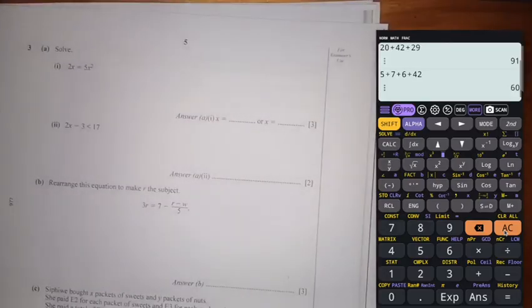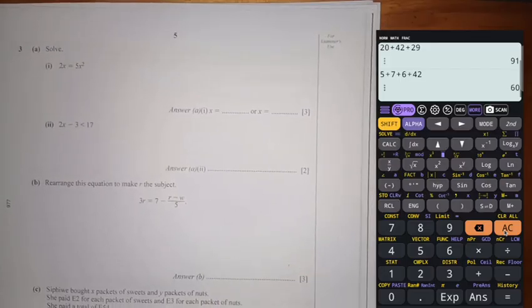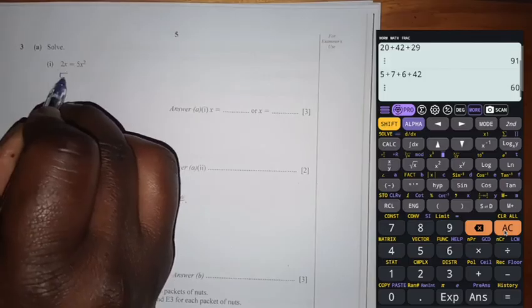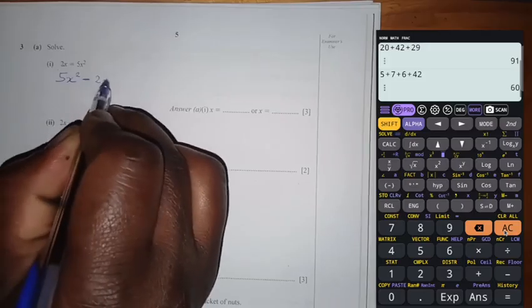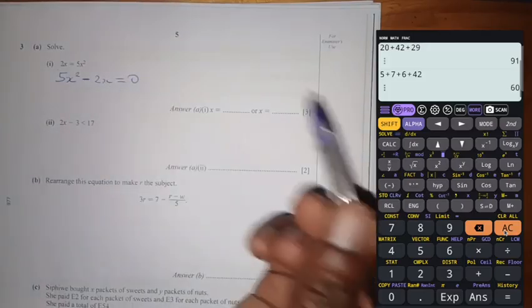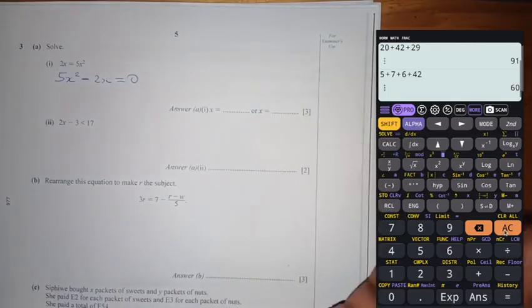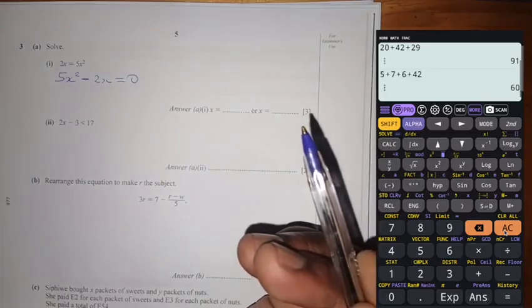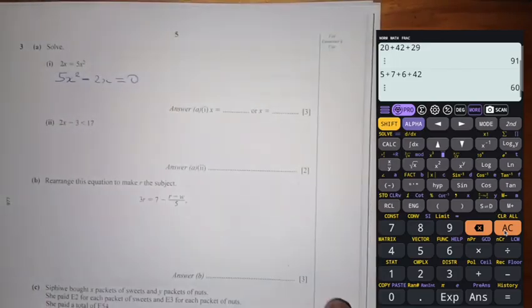Question number 3. Solve for x. Number 1, we are solving a quadratic equation. To solve a quadratic equation, it's simple. Make it equal to 0 first, which means take everything to one side. These two x should go that side, so that we have 5x squared. If these two cross, it becomes negative 2x equals 0. Now from this step, you can use the quadratic formula, you can factorize, you can complete the square, anyone that is friendly to you. So for this question, it seems like factorization is a friendly solution.